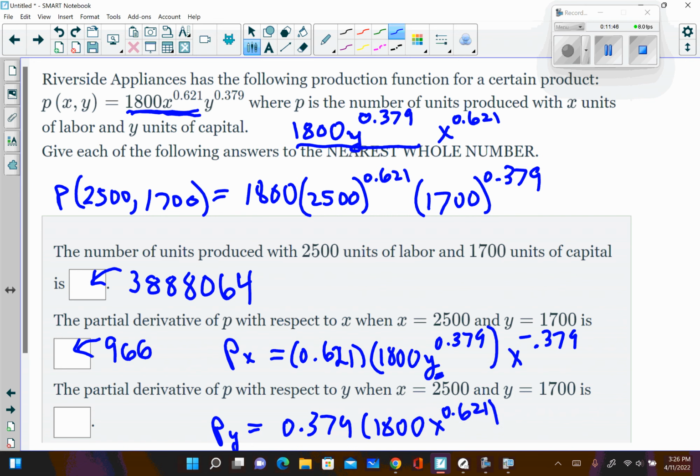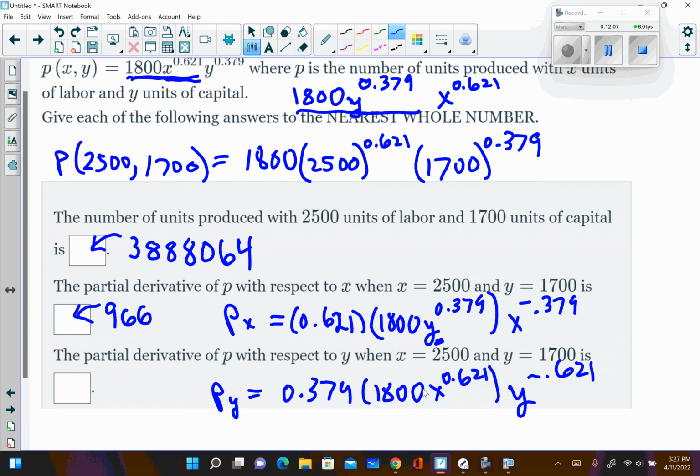That's just a constant. And the y becomes y to the whatever 0.379 minus 1 is. The exponent is 0.379. We're subtracting 1, and we get negative 0.621. And I'm going to calculate this when x is 2500 and y is 1700.